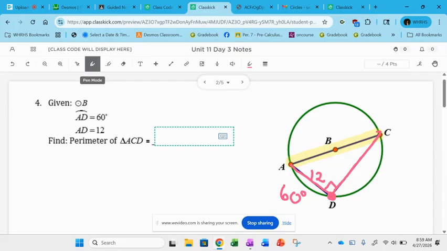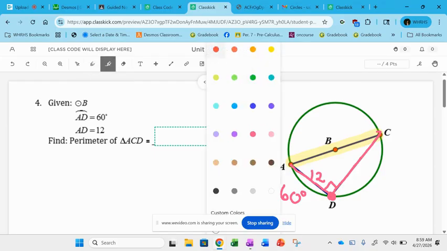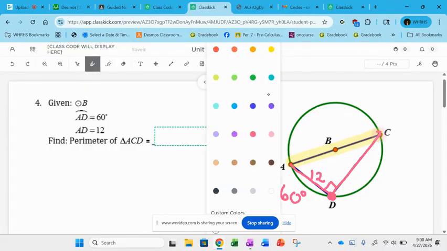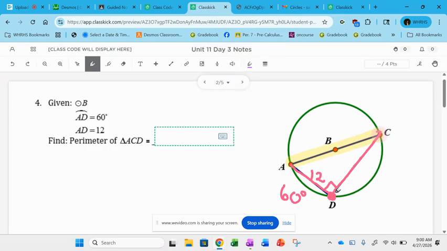Now here's the tricky part of the problem. Are you ready? Okay. The tricky part of the problem is I want to find the perimeter. All I have is one side. I don't have anything to find the other sides, but I do know that arc AD right here is 60 degrees, and I know angle C is an inscribed angle. Do you guys see how angle C is eating arc AD? So it's an inscribed angle, and it's eating arc AD.